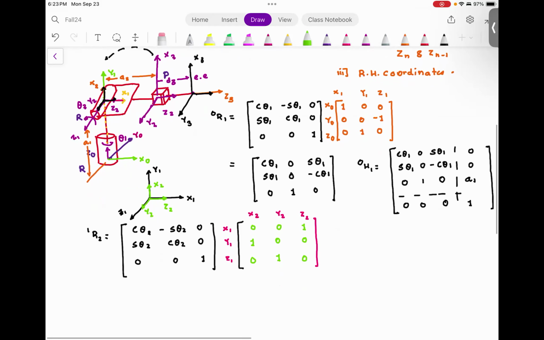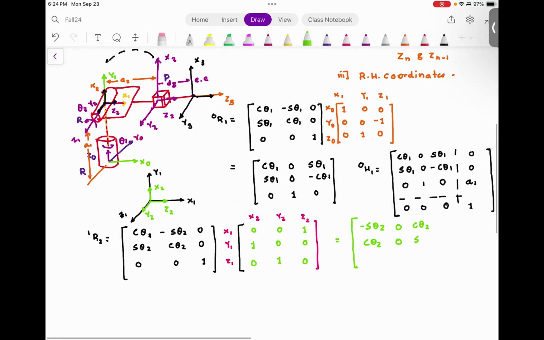Now, when I perform this multiplication, I get this matrix: minus sine theta 2, 0, first row, first column, first row, second column, first row, third column, second row, first column, second row, second column, second row, third column, 0, 1, 0. Are you with me?